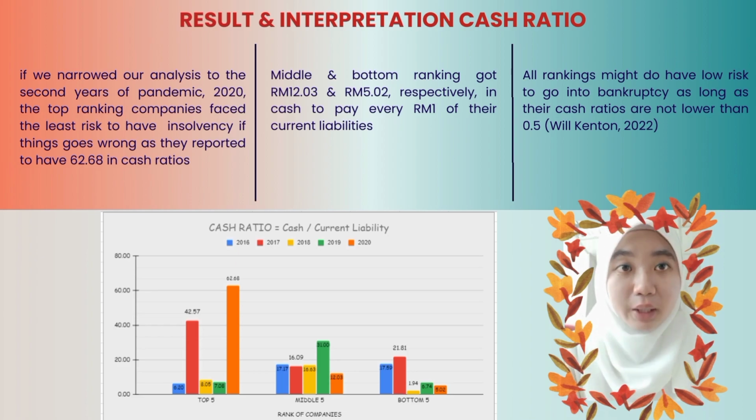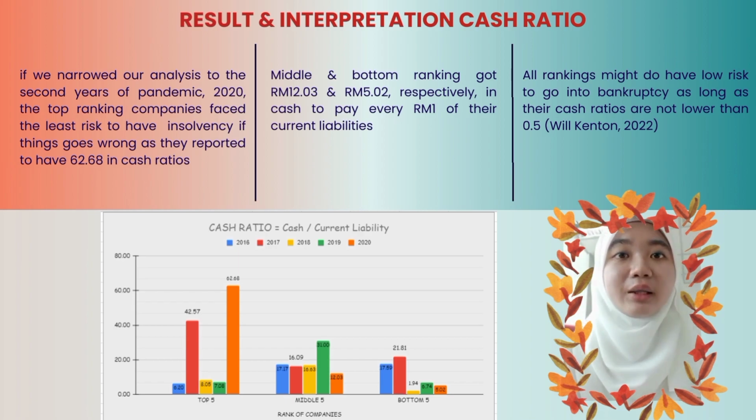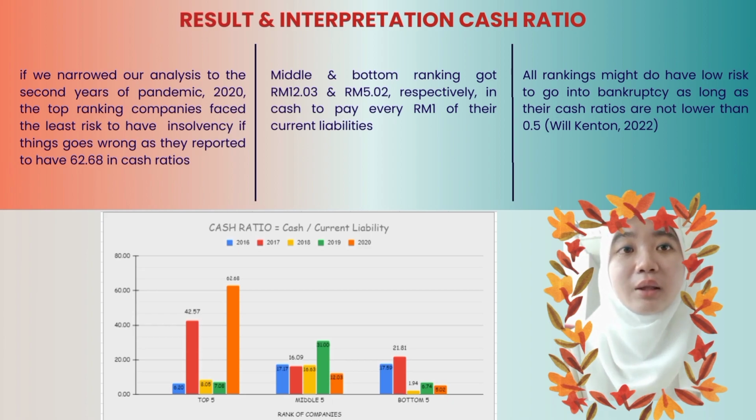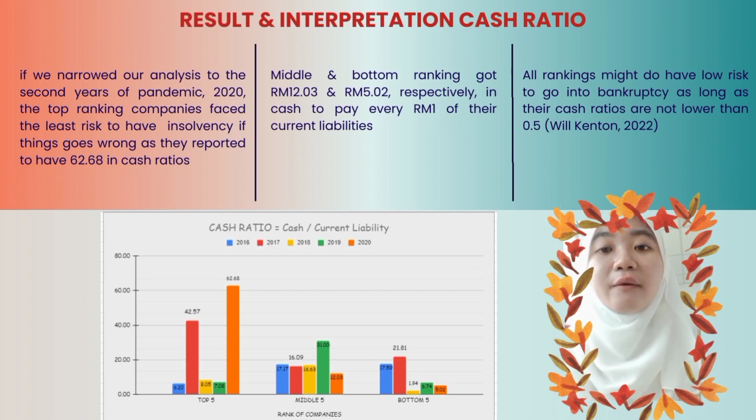While the middle and the bottom ranking only got 12 ringgit and 3 cent and 5 ringgit 2 cent respectively, it means that for the middle company, they only have 12 ringgit and 3 cent to pay every 1 ringgit of its current liabilities, while the bottom have 5 ringgit only to pay every 1 ringgit of current liabilities. However, even though the middle ranking and bottom ranking have lower cash ratios than top rankings, it doesn't mean that they will go to bankruptcy, because as stated by Will Kenton 2022, as long as they have cash ratios not lower than 0.5, they are still in a safe zone.